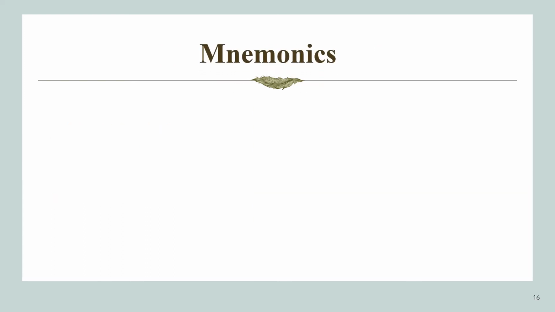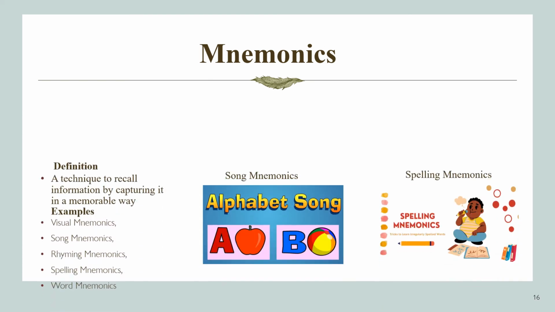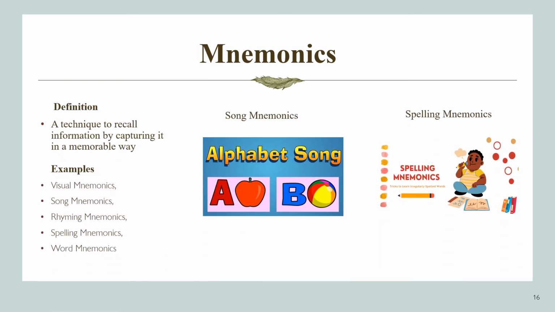The second one is mnemonics. It is a technique to recall information by capturing it in a memorable way. There are some examples such as visual mnemonics, sound mnemonics, rhyming mnemonics, spelling mnemonics, and words. The example of song mnemonics is the alphabet song. The second one is spelling mnemonics.